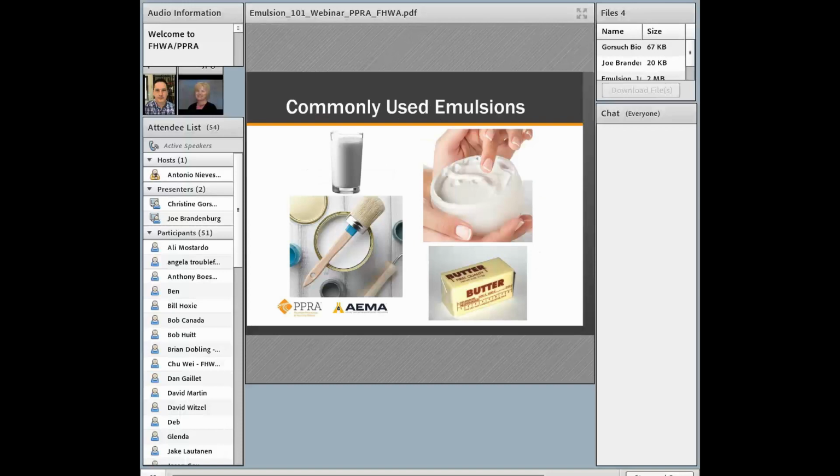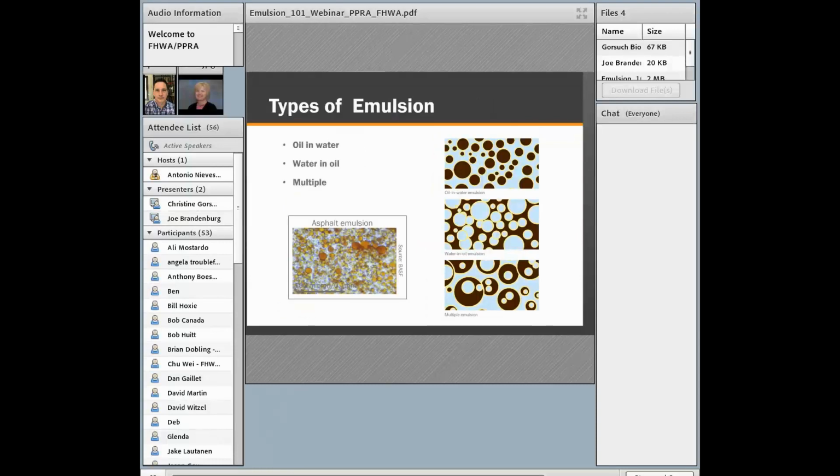Some emulsions that we commonly have around the house are milk, which is a dispersion of milk fat and protein in water, lotions and creams. Paint is a good example of an emulsion that we use at home, and also butter.